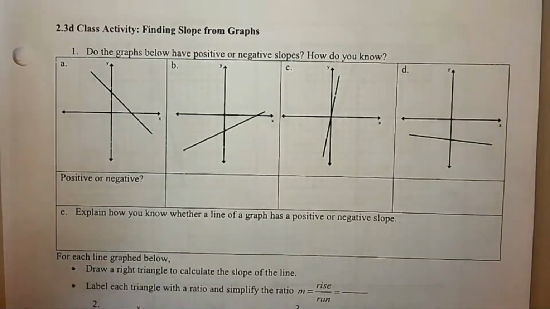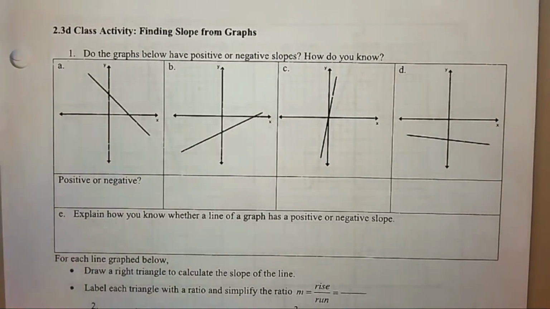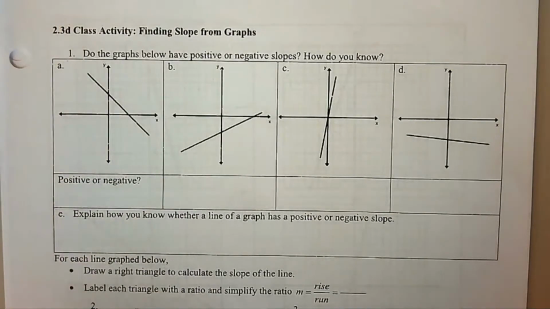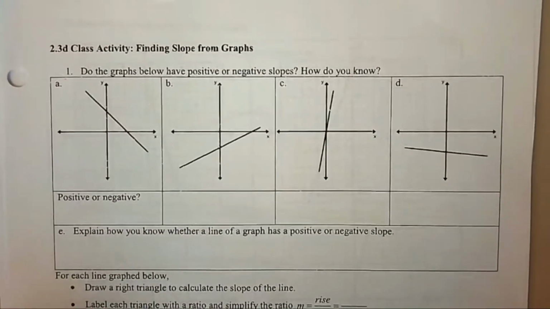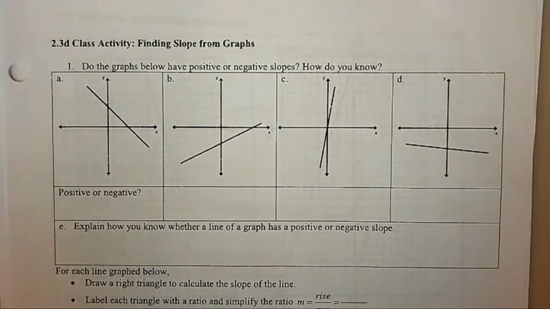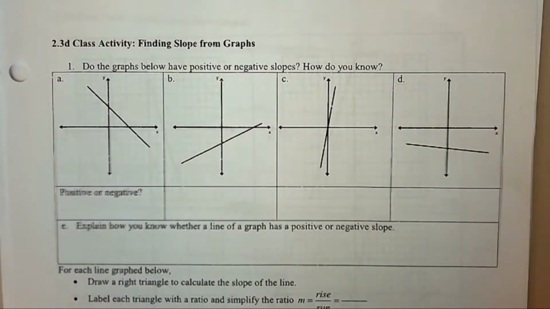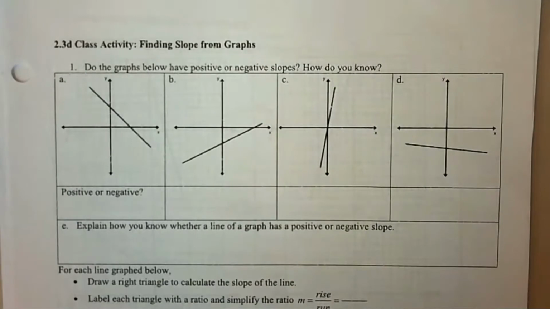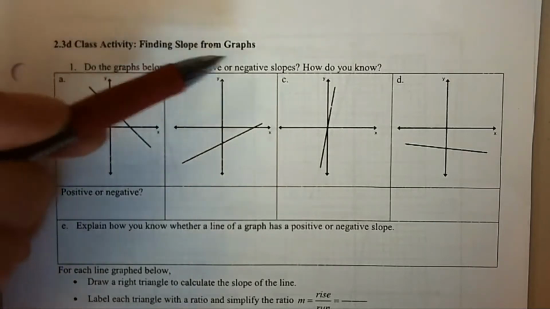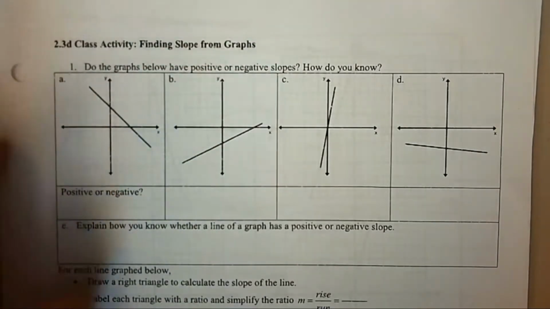Alright, today's lesson comes from page 94. This is 2.3D in your workbook. So again, page 94. Today we're going to talk about slope, looking at graphs and determining slopes, and how we're able to do that. So when we start off, first we look at letter A, and it says, do these graphs below have positive or negative slopes, and how do you know?